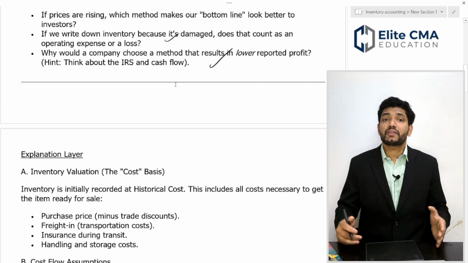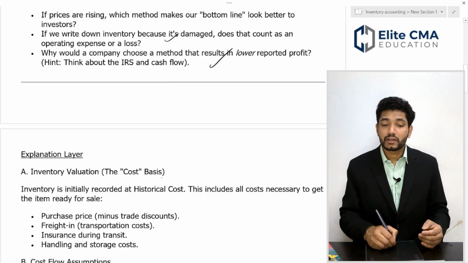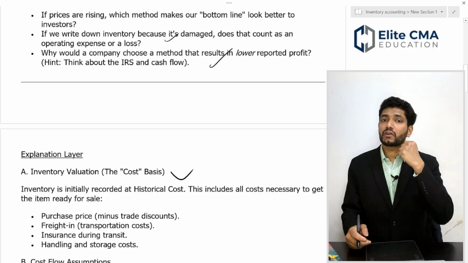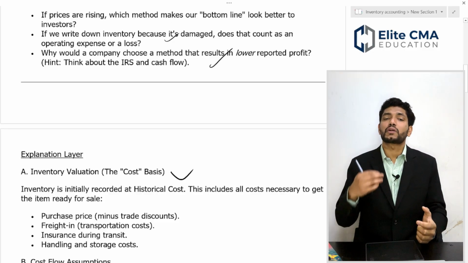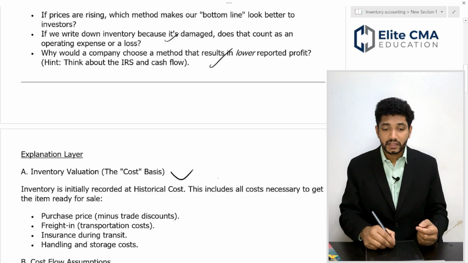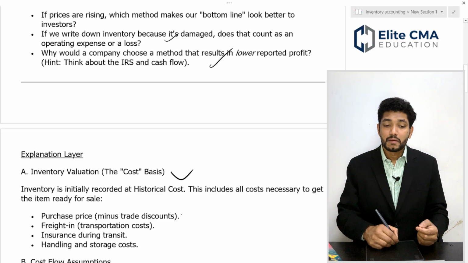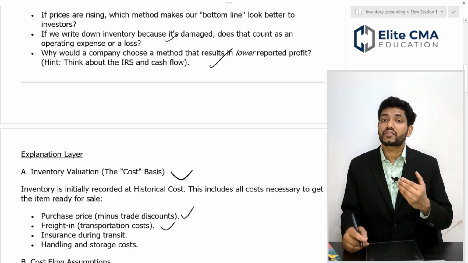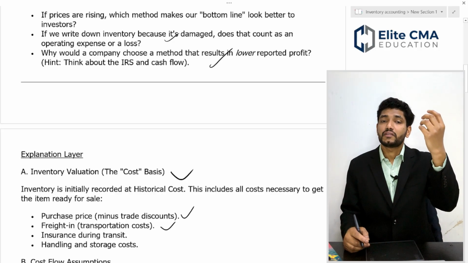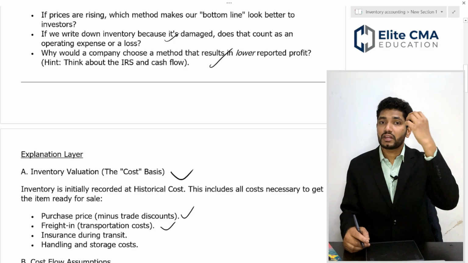So let's move into inventory valuation. How are you going to value inventory? Inventory is normally valued and reported at its total cost. Total cost means its purchase price plus the freight-in. Is there any freight-in incurred to bring that material into your warehouse?